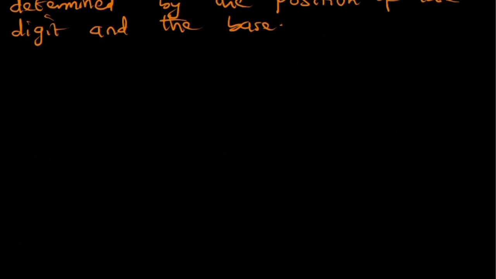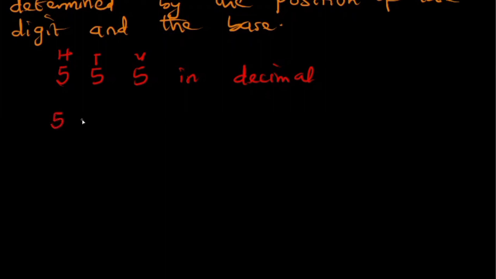So for example, let me give you an example of what we are talking about. 5 5 5 in base 10. We have the same digits, but since we are in decimal, everybody should be familiar with this. We indicate that this is our units place, this is our tens place, this is our hundreds place. So the value of the first 5 here is not just 5, the digit is 5, but the value is 5 multiplied by a factor. And what factor is that? 100.